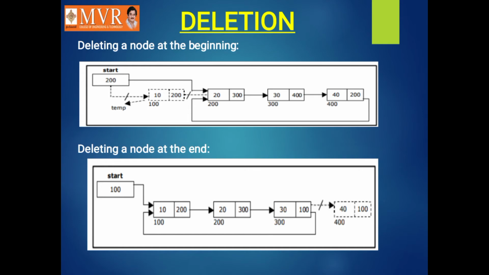Deleting a node at the beginning, that is, beginning means after the header node there will be one node and that node will be deleted. Here if you see, the header node previously contained the address of the first node. To delete that, we will place the address of the second node in the header node and establish a link between it and remove the node 100 from the header node. And return the deleted node to the memory bank. This will be done using the garbage collector.